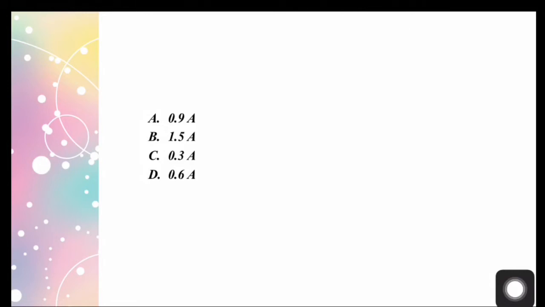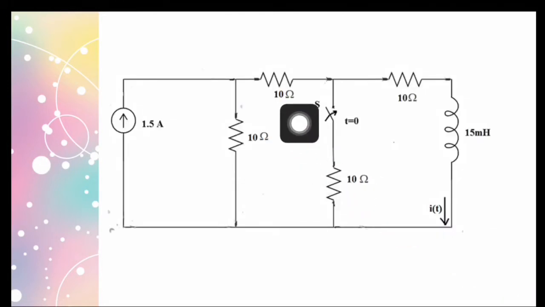Let us first analyze the network given in the question. This is the network. You can see the switch S. It is kept open for a long time and at t equal to 0 it is closed. We are asked to find the current I(t) through this inductor as t tends to infinity. Actually, all the concepts which are necessary to solve this particular question are discussed in my video all about first order RL network. Hope you already watched that.